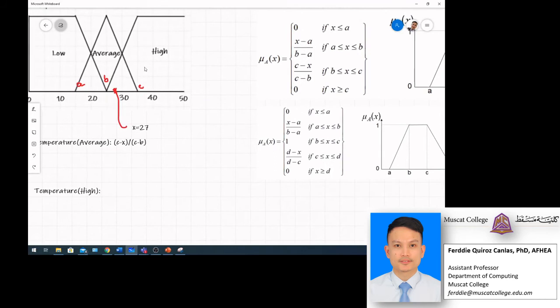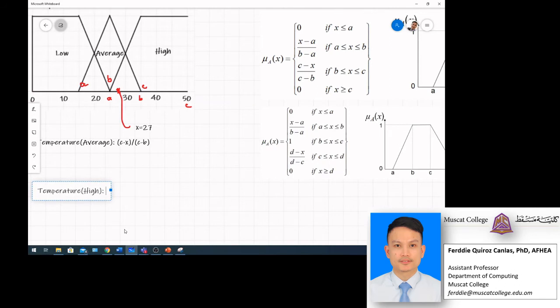So A, B, C. Again, X, 27, is between A and B in this example. So this is A, this is B, this is C. It is between A and B in this example. So A and B here, this one. So we're going to use the formula between A and B: X minus A divided by B minus A, close parenthesis.